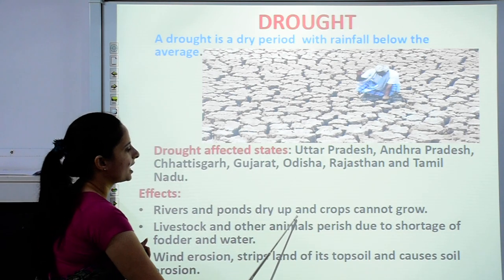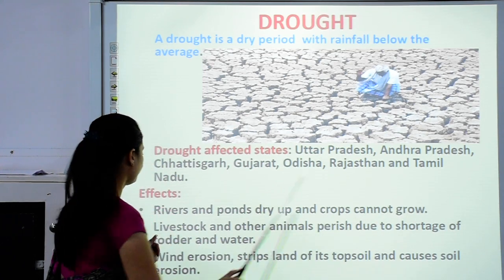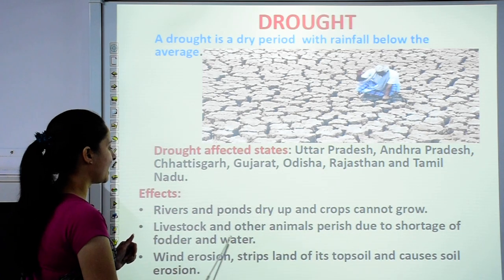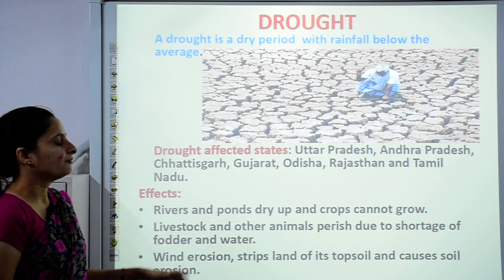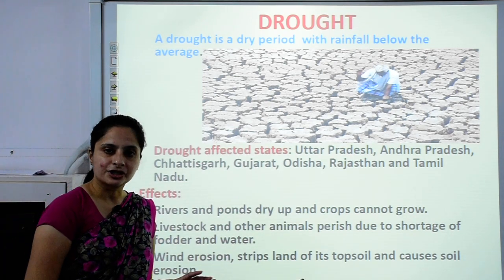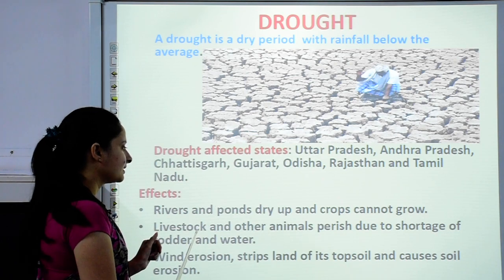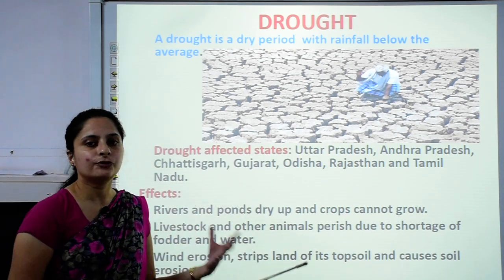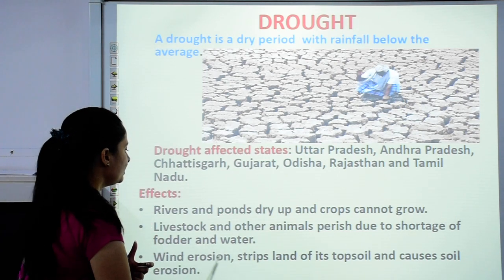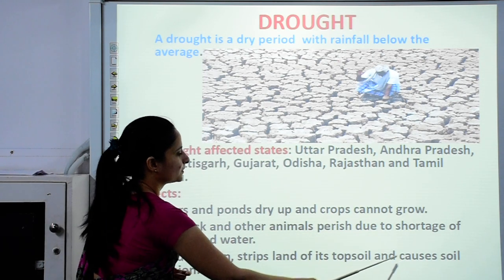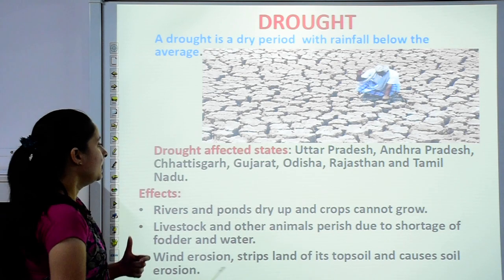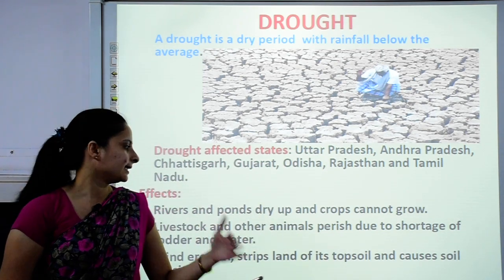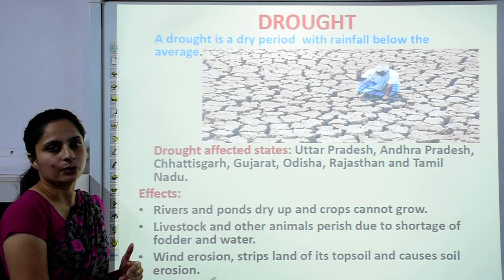Now what are the effects of drought? Rivers and ponds dry up and crops cannot grow. Livestock and other animals perish due to shortage of fodder and water. As the rivers and ponds all dry up, and it also affects the livestock and animals, they die due to the shortage of food and water. Wind erosion strips land of its topsoil and causes soil erosion. Now what happens? As the wind blows, it takes away the topsoil and thereby results in soil erosion.